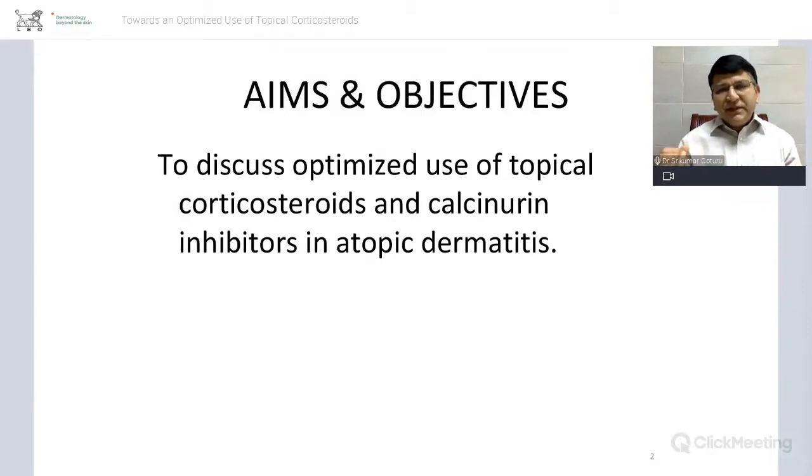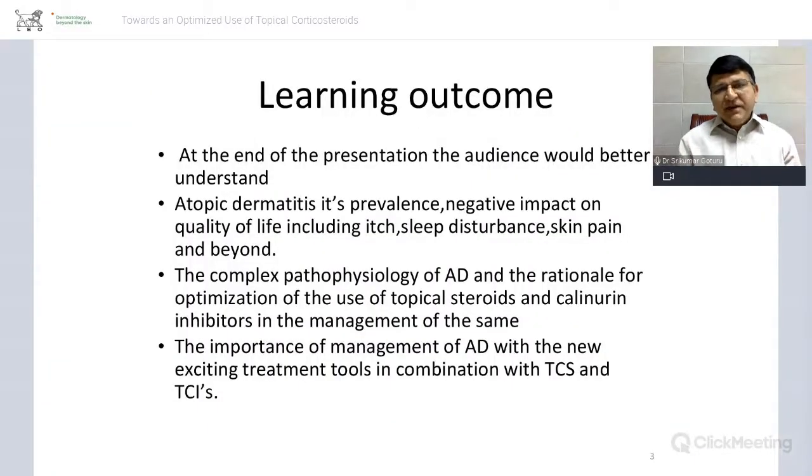Therefore, we need to understand how to use topical corticosteroids and calcineurin inhibitors in atopic dermatitis. So, of course, the learning outcome would be that at the end of this talk, we would have a better understanding about atopic dermatitis itself, its prevalence, negative impact on quality of life, itch, sleep, skin pain, and of course, the huge social and economic burden and the mental burden that it causes.